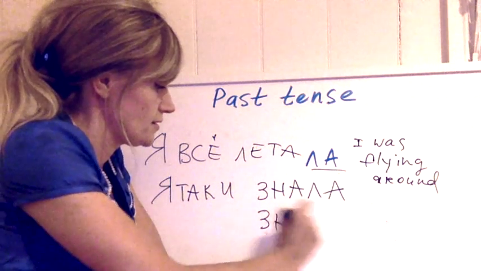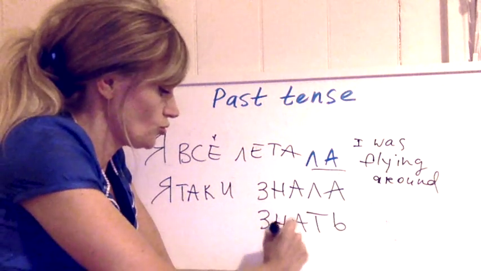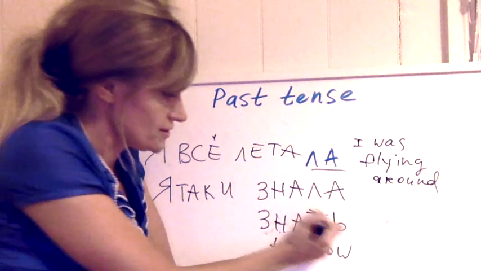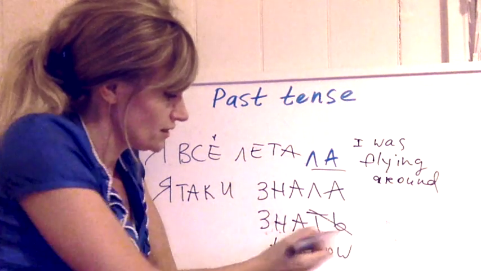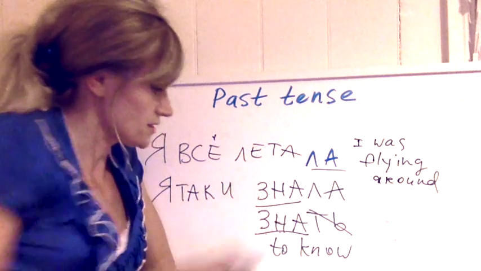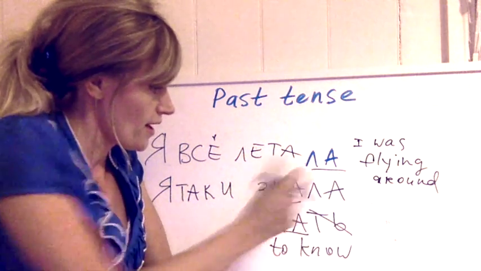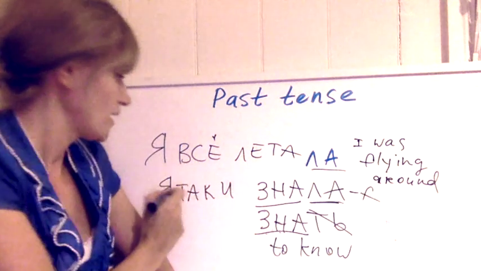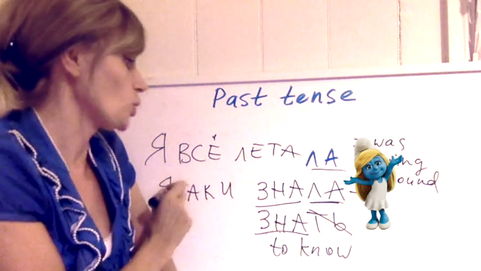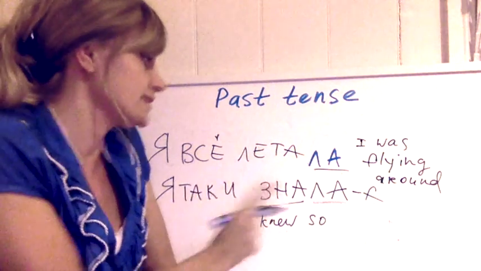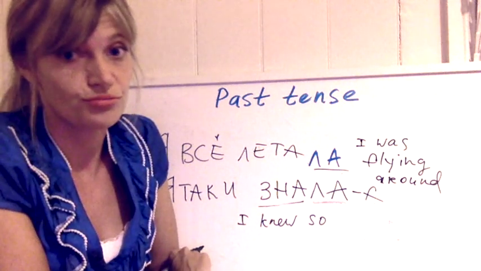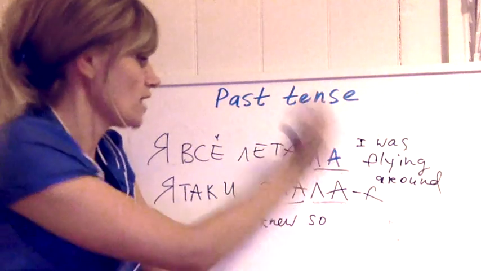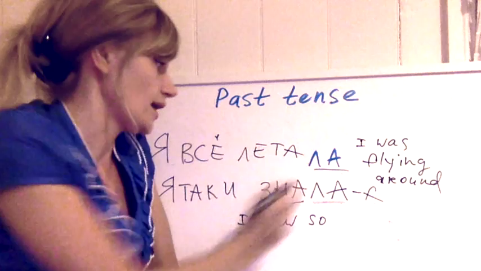Знать. To know. So take away the ending. This is the stem, right? La, feminine gender. So it's girl that's saying that я так и знала, I knew so. Я все летала, я так и знала, ла.